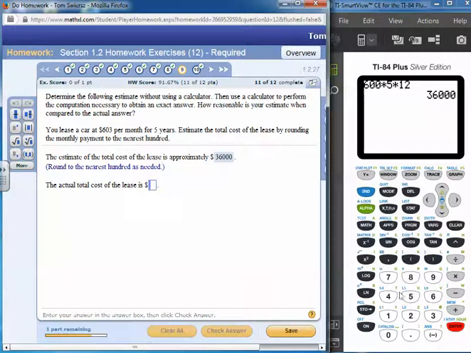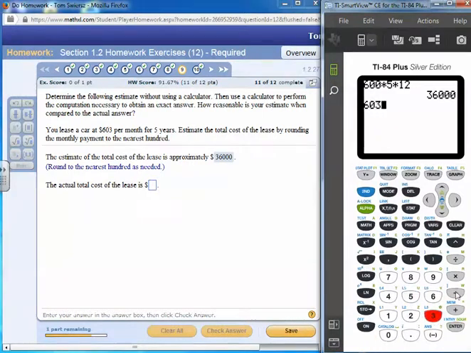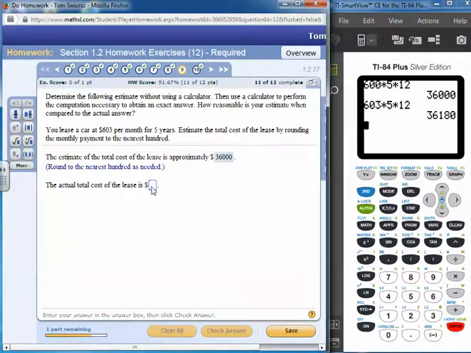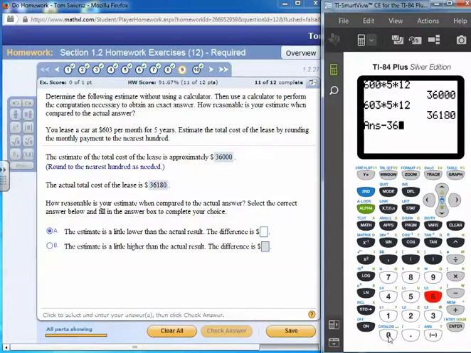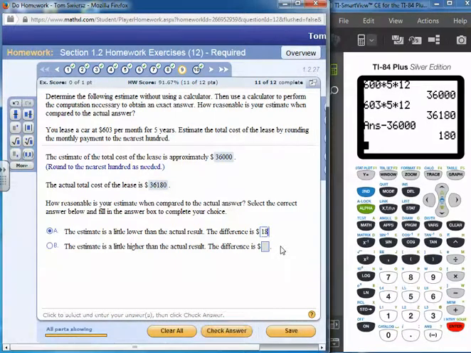The actual total cost of the lease is what? 603 times 5 times 12, 12 times a year for 5 years, would be 36,180. How reasonable is your estimate? The estimate is a little bit lower. Again, the actual cost of 36,180 minus the estimate, 36,000, we get a difference of $180.